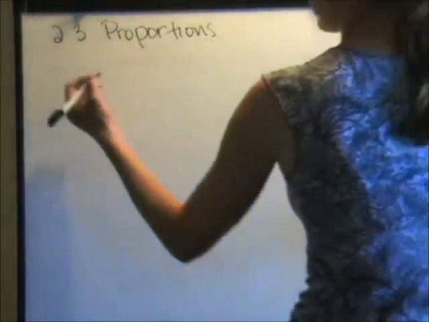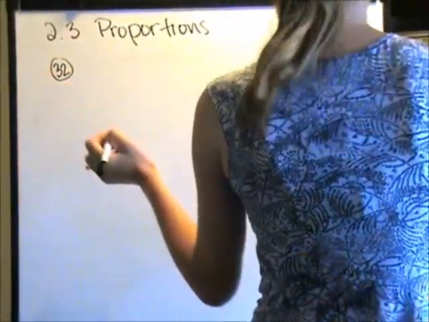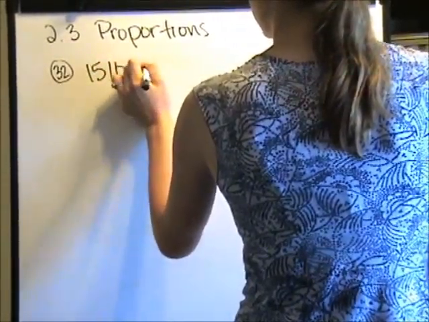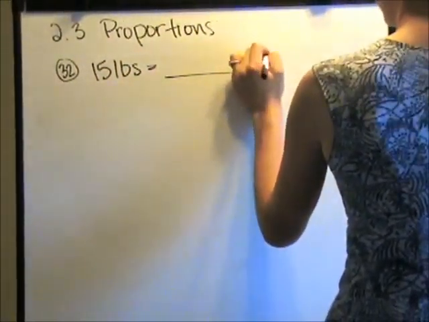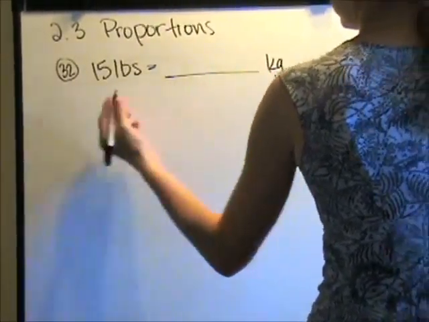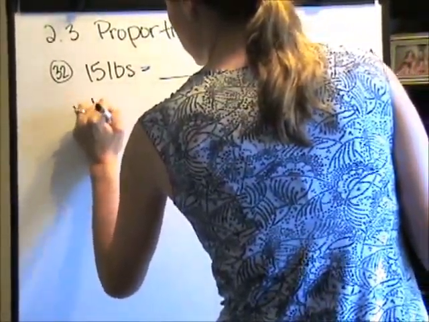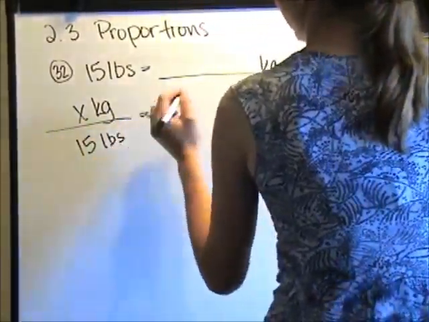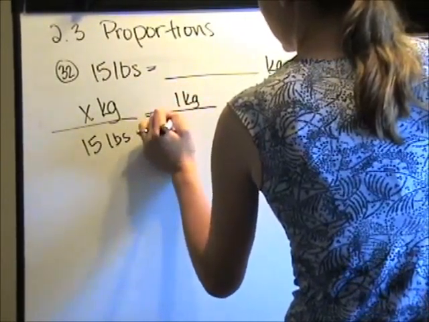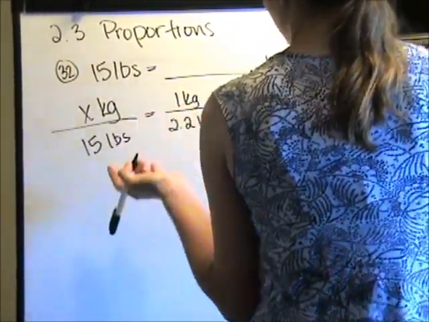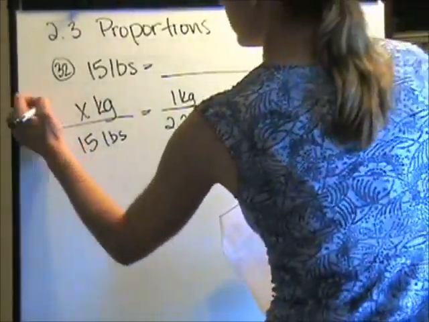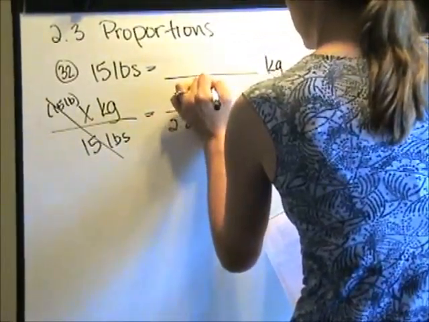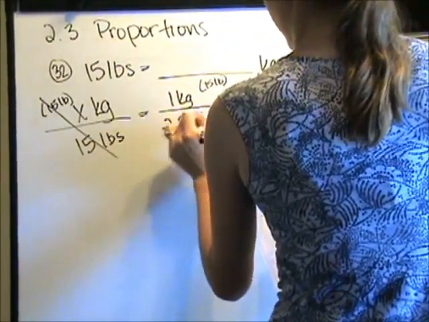Okay, let's do one more, number 32. 15 pounds equals x kilograms. So we know that x is going to be what we are solving for, 15 pounds. And we know that 1 kilogram, again, is equal to 2.2 pounds. That's going to be a constant throughout your pharmacy career. So multiply by 15 pounds to cancel these two out over here. Same thing over here. The pounds cancel.